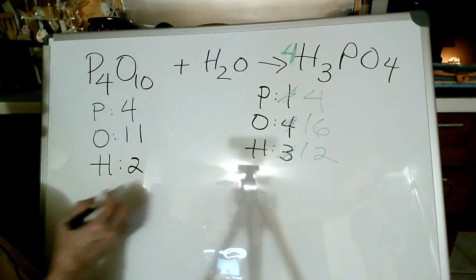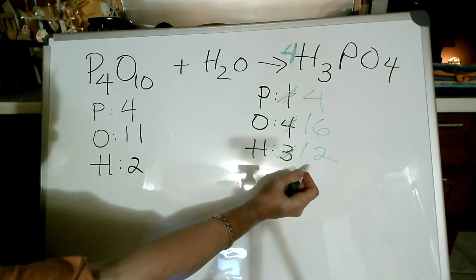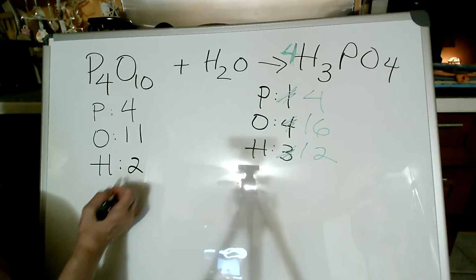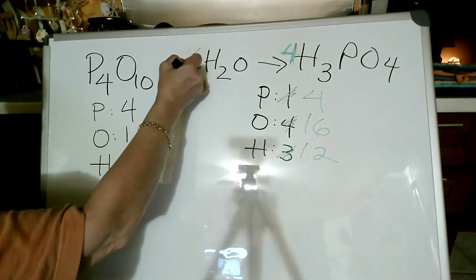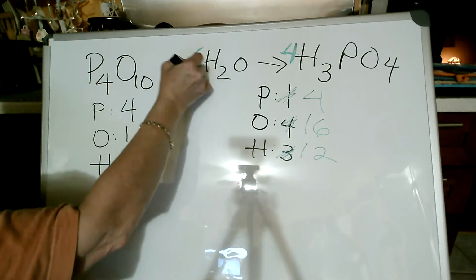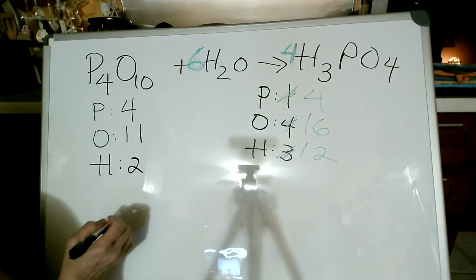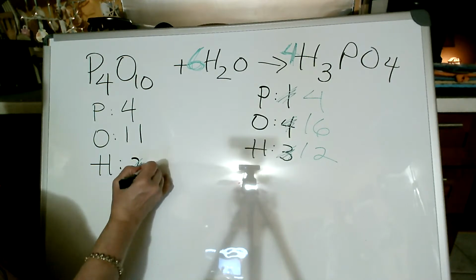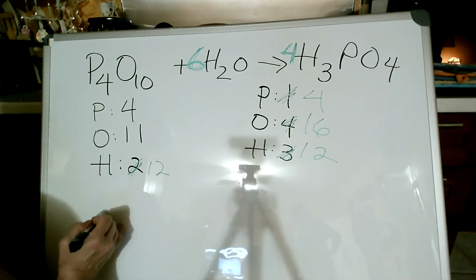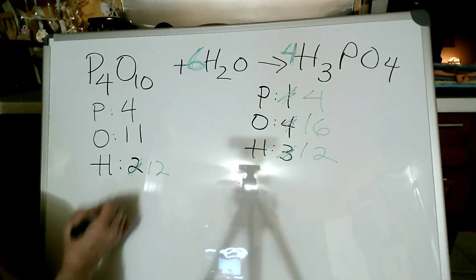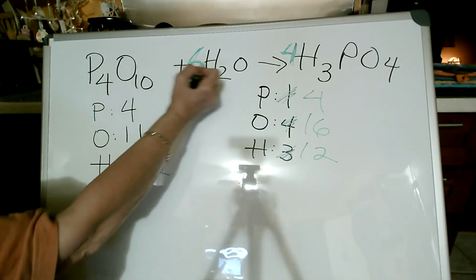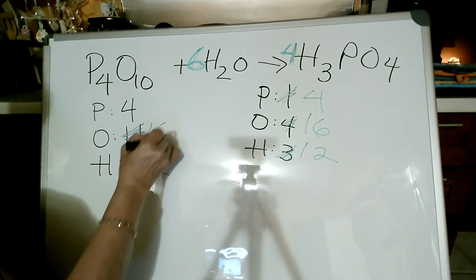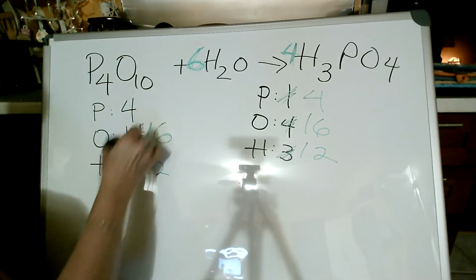All right. So since we have 12 hydrogens on the product side, it would be really cool to have 12 hydrogens on the reactant side. And we'll do that. So we're going to put a 6 in front of H2O. When we do that, we're going to end up with 12 hydrogens. And we now have to recount the oxygens. We have 10 plus 6. See that? Worked itself out. We now have a balanced reaction.